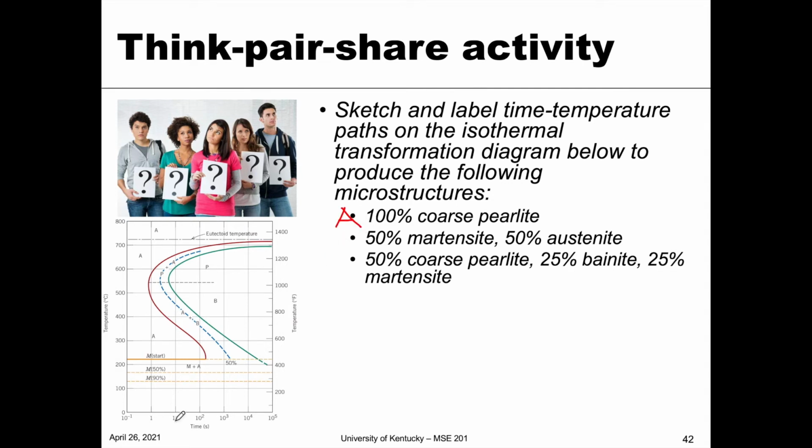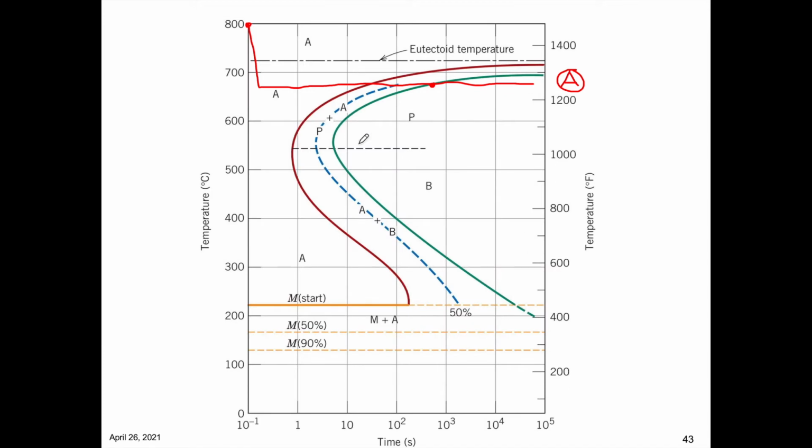All right, and then I'm gonna switch colors here. Hopefully, there we go. Let's do blue. And look at the second one now. So 50% martensite, 50% austenite. Okay, so austenite is A, M is martensite. So basically we're saying we want 50% martensite, 50% austenite. And you'll notice that down here it literally says martensite or M 50%, right? So that's where we're going to have 50% martensite.